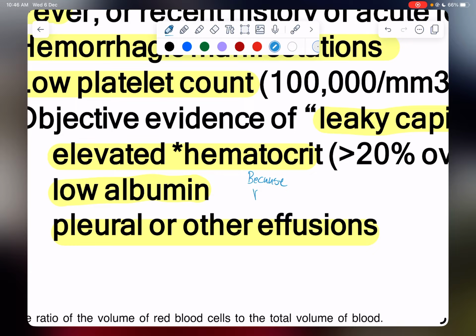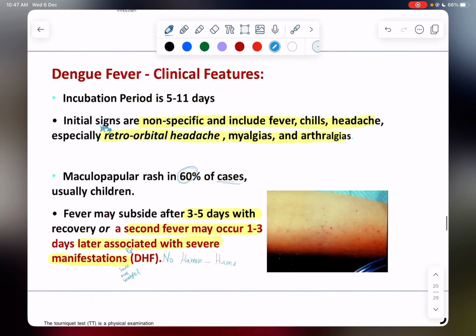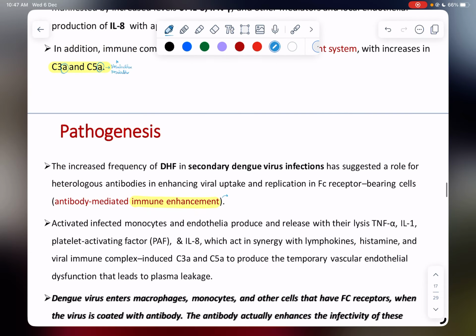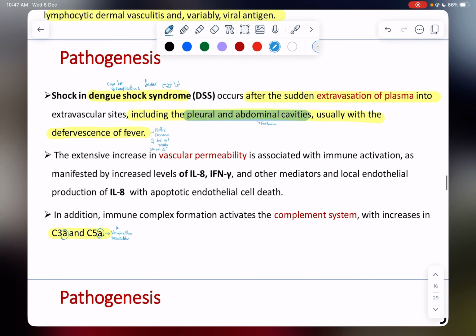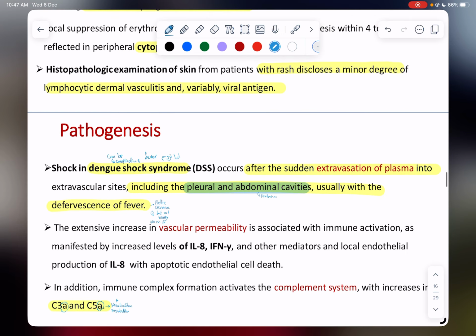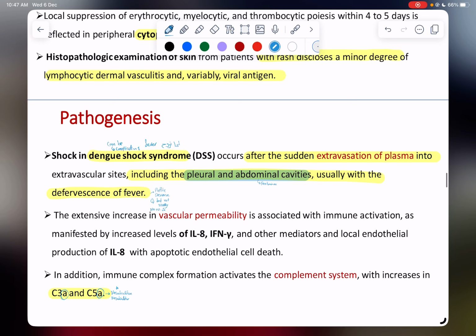Low albumin indicates leakage. Albumin is the main plasma protein present, and it moves with the plasma very effectively. Pleural or other effusions, how will you find out whether there is a pleural effusion?